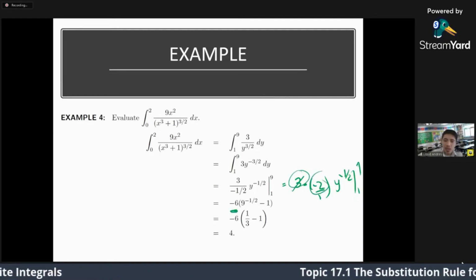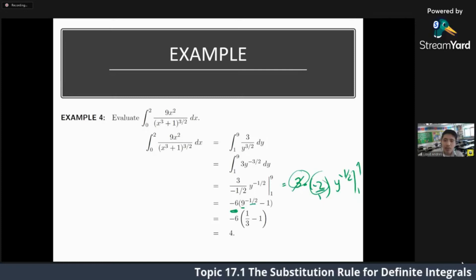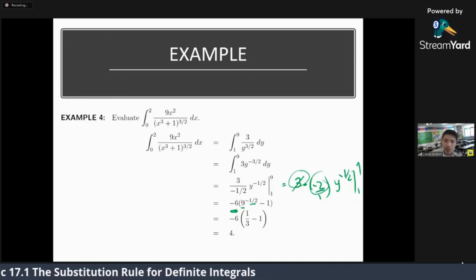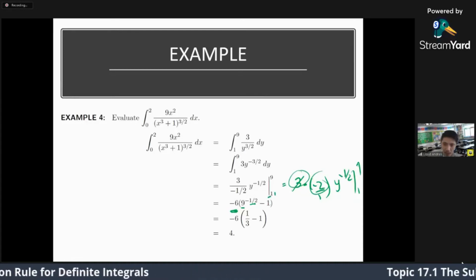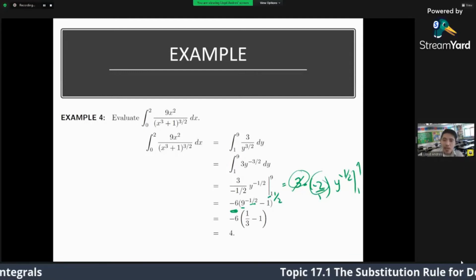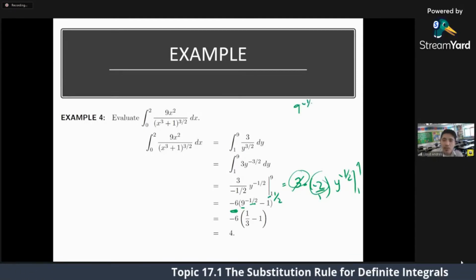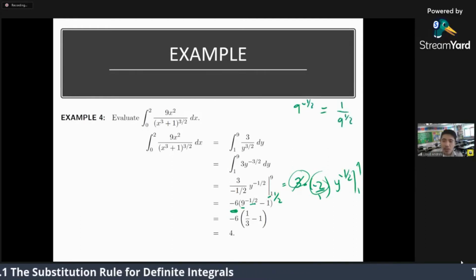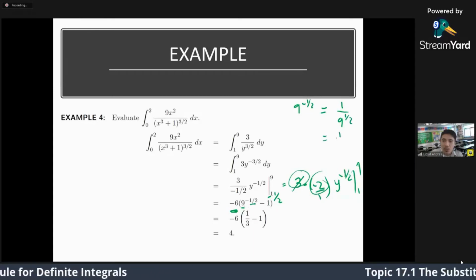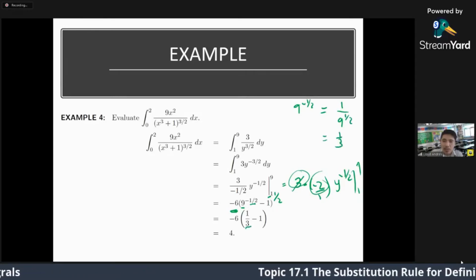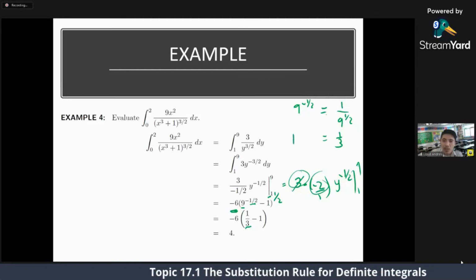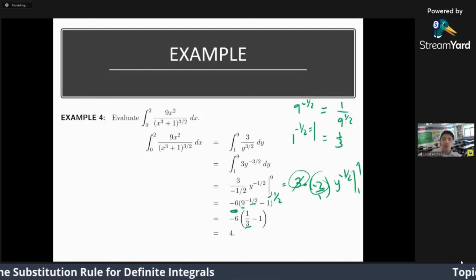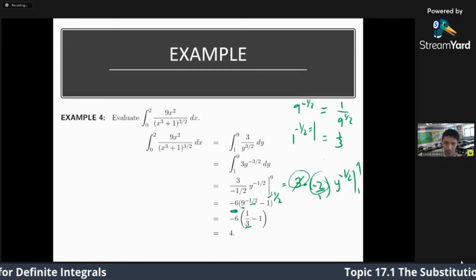Then substitute the upper limit first: 9 raised to negative 1/2. Then 1 raised to negative 1/2. By the way, negative 1/2 means that's actually 1 over 9 raised to 1/2. And 9 raised to 1/2 is the square root, so that is 1/3. And 1 raised to negative 1/2 is just 1, because if 1 is raised to any value, it is still 1.